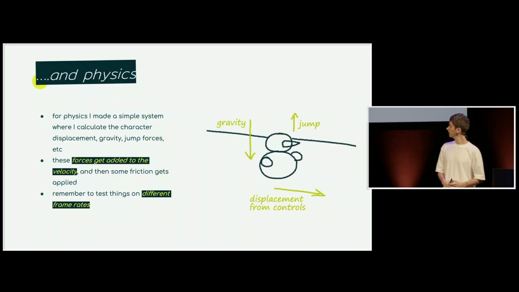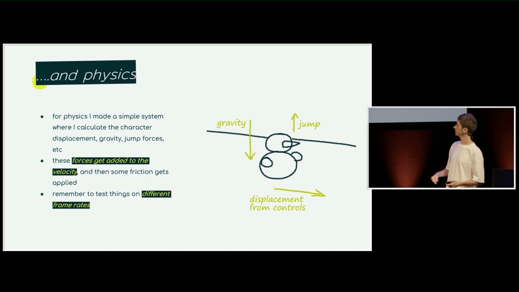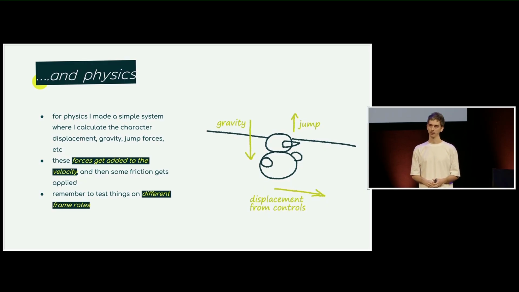And finally, the physics. I made a simple physics system where you get gravity, and you can jump, so you add force to the character. And also different frame rates. I think maybe this could apply not specifically to 3D websites, but also to all kinds of websites.